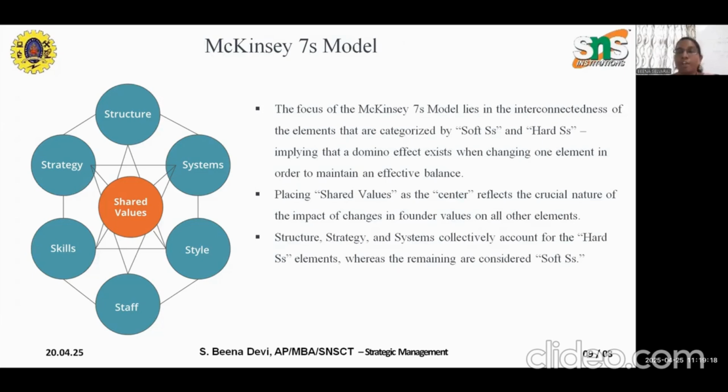The soft elements are where the skills, style, and staff would be targeted, and the hard elements will be the strategy, structure, and systems, and the shared value will be reflected at the center. That is crucial for the organization, as it impacts the changes. So having the hard at the top, the soft at the bottom, and the shared value in the middle will give you the McKinsey 7S.